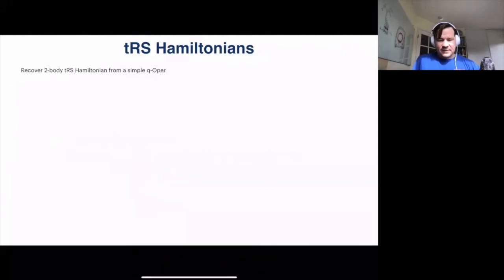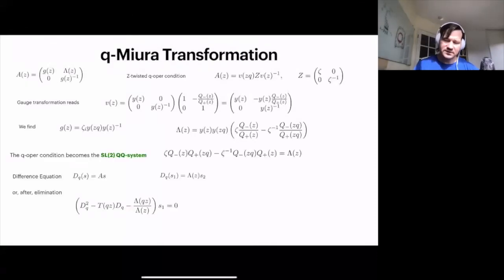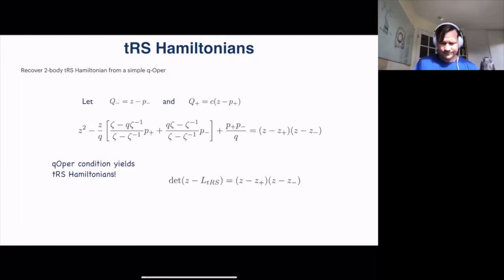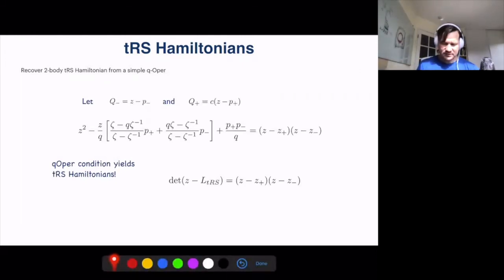Okay, good. And then, in which sense does it provide a generalization of these many-body integrable systems, Calogero or TRS? So what do the opers have to do with what I just was saying in the beginning? Well, we can easily recover the two-body TRS Hamiltonians from a simple q-oper in the following way. So take polynomials q plus and q minus to be polynomials of degree 1, right? So with some roots, we call them p plus and p minus, and there is some proportionality coefficient c here. And then if you plug them into the oper condition, you'll get a quadratic relation in z, right?